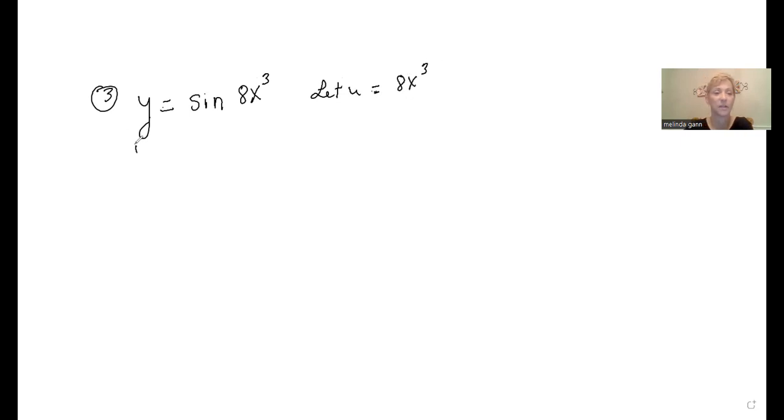Then you go back to your original equation and substitute u into it. So u is 8x cubed. So in place of 8x cubed, I'm going to put a u. So once I let u equal something and I substitute into my original equation, then I use my chain rule. dy to dx is dy to du times du to dx.